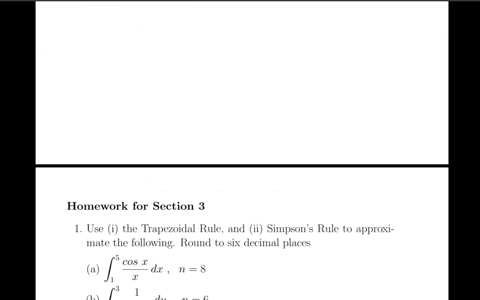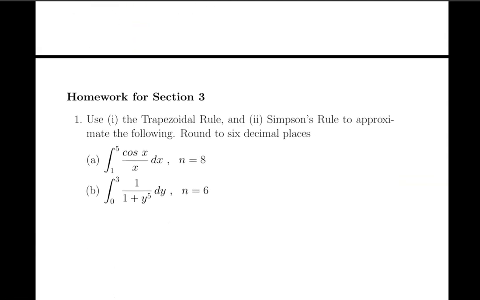And it's very, very similar for the homework, right? So here I'm just doing Trap and Simpson's, and we're going to round to 6 decimal places. And so we're going to do T8 and S8 and T6 and S8 for these functions. Okay. Again, you should do it a couple of times. I'm probably not going to put this on a test because it's a little tedious, but you should know how to do it.